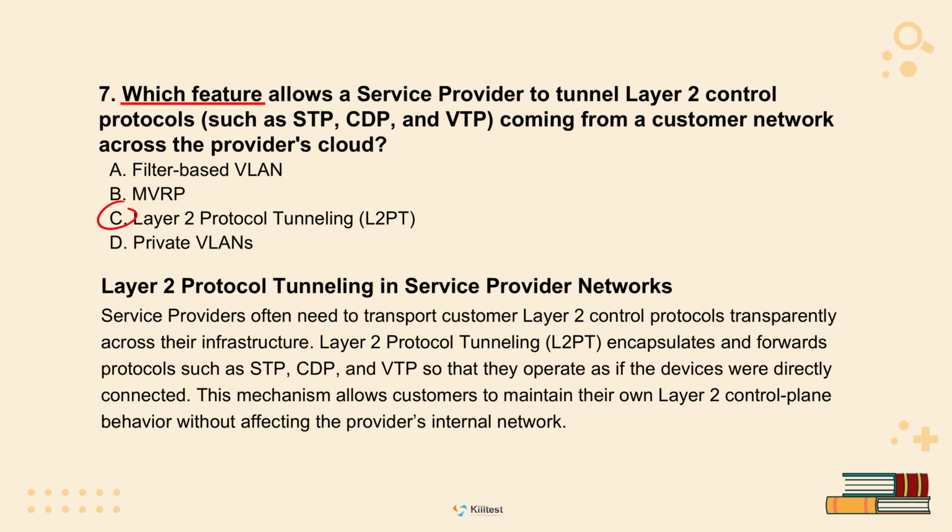So L2PT is basically an isolation mechanism. It protects the provider. Exactly. From a strategic view, the provider has to protect their own stability. A customer creating a loop must not be allowed to affect anyone else. Right. L2PT encapsulates those customer control protocols inside a special frame. The provider's equipment just sees it as regular data and tunnels it across their network. So the customer's control plane works perfectly end-to-end, but the provider's core stays completely safe.